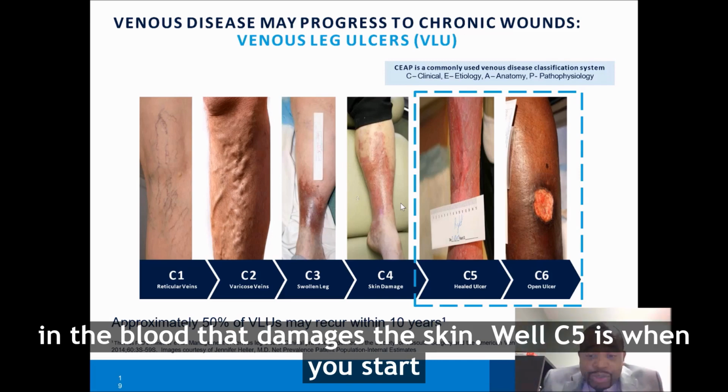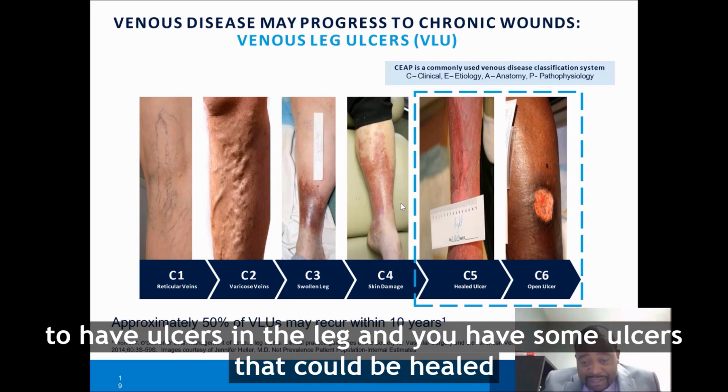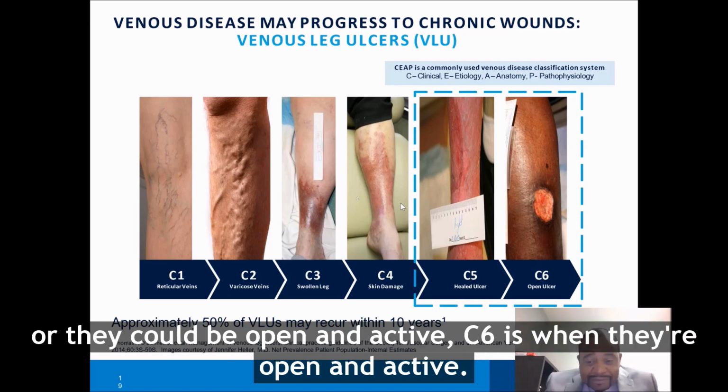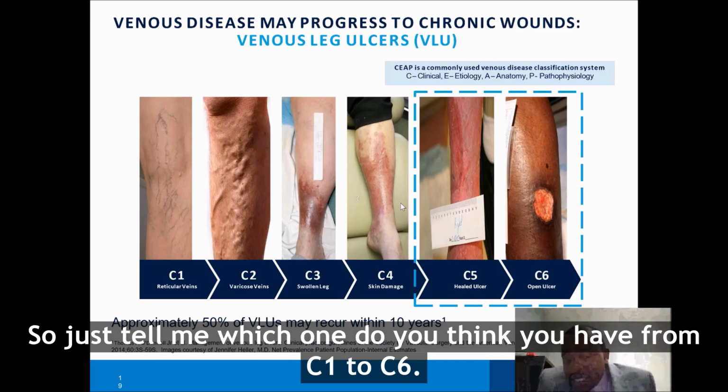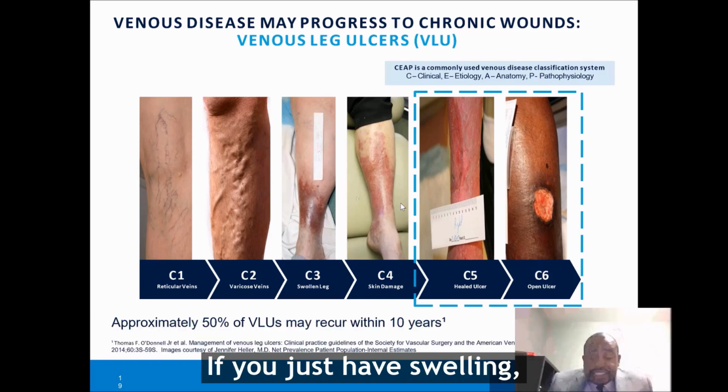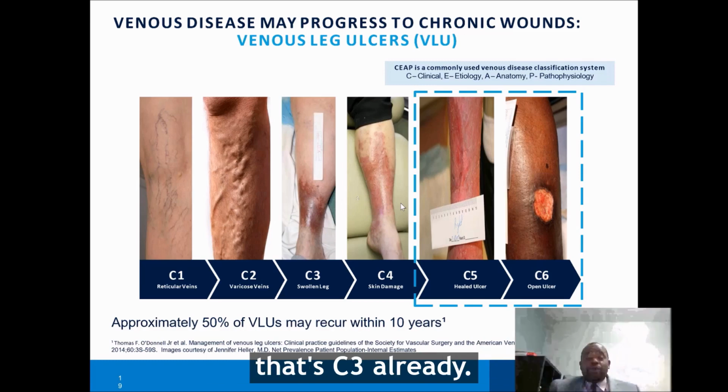Well, C5 is when you start to have ulcers in the leg, and you have these ulcers that could be healed or they could be open and active. C6 is when they're open or active. I see some people saying they have C3. I see a C4. I see one C6 so far. So just tell me, which one do you think you have from C1 to C6? If you just have swelling, that's C3 already.